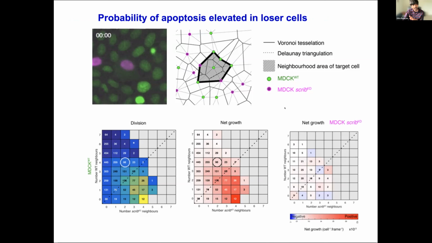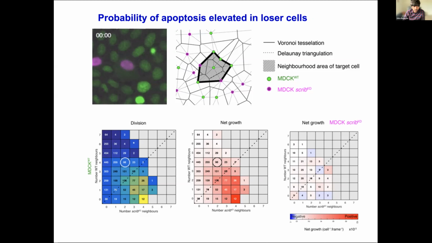And on the other hand, the probability of apoptosis is also elevated in loser cells when they are surrounded by other cell types, okay? So these are the type of results that cannot be easily incorporated in continuum models. So we decided to use a cellular Potts model, okay?